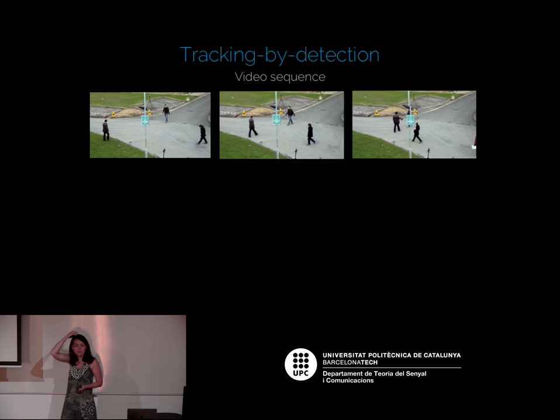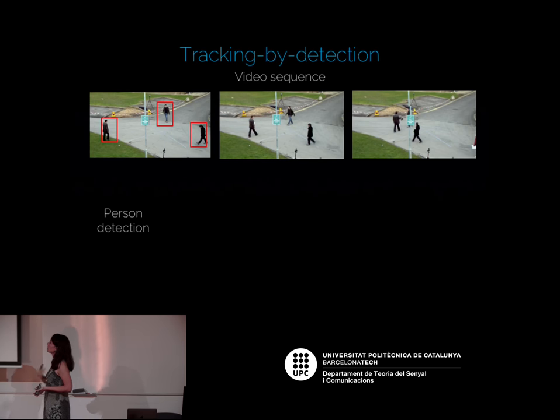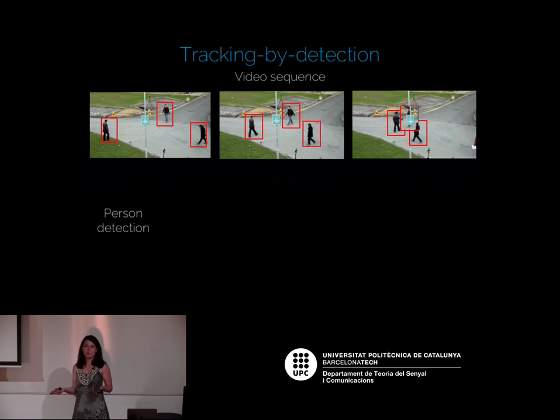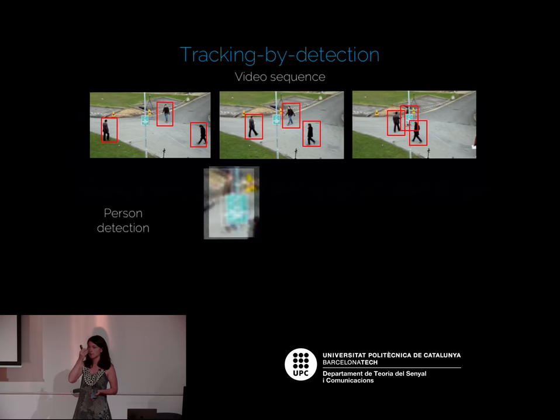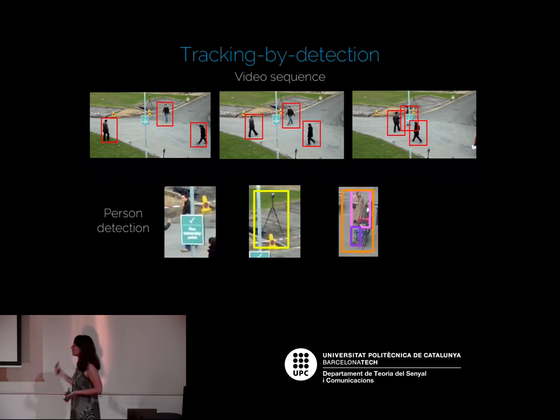So usually the most used paradigm for tracking is actually the one of tracking by detection. So in there, we actually have a video. Let's say we have these three frames. We separate the task of tracking first into detection. So we do want to have a bounding box around every person in a scene. And this is already quite a hard task, as you have seen. So there's occlusion problems, as we see in the first case here.